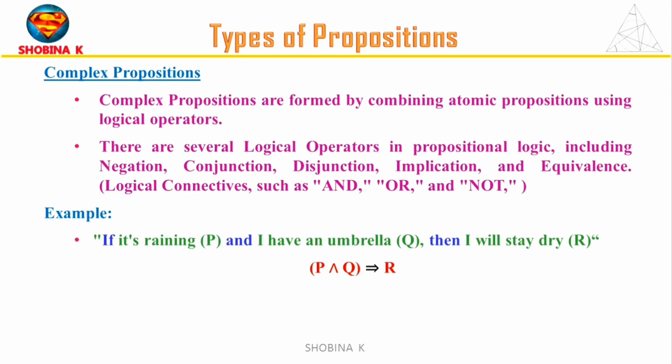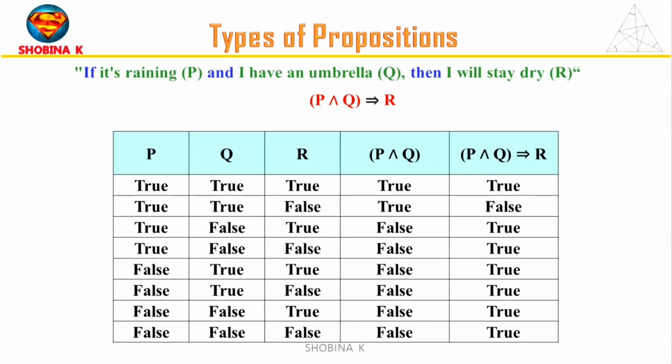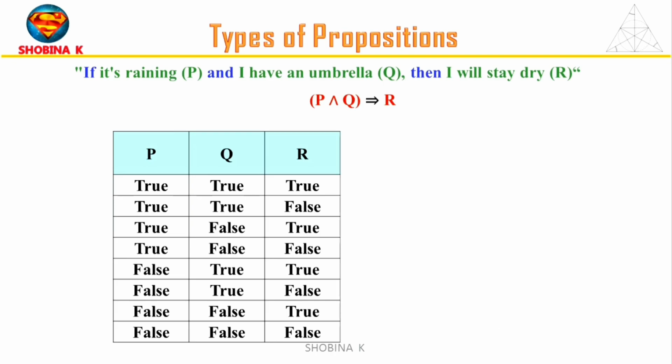Now let's see the truth table for the logical expression P and Q implies R. P, Q and R represent the possible truth values for three propositions. P and Q represents the result of the logical AND operation between the propositions P and Q. P and Q implies R represents the result of the implication operation, that is if-then, between P and Q and R. The columns P, Q, R represent the possible truth values for propositions P, Q and R. Each row in the table represents a different combination of truth values for these propositions.